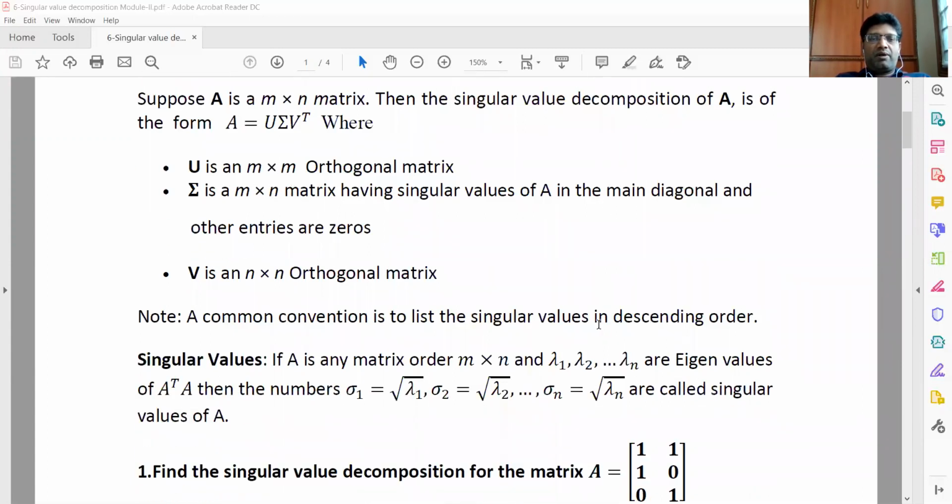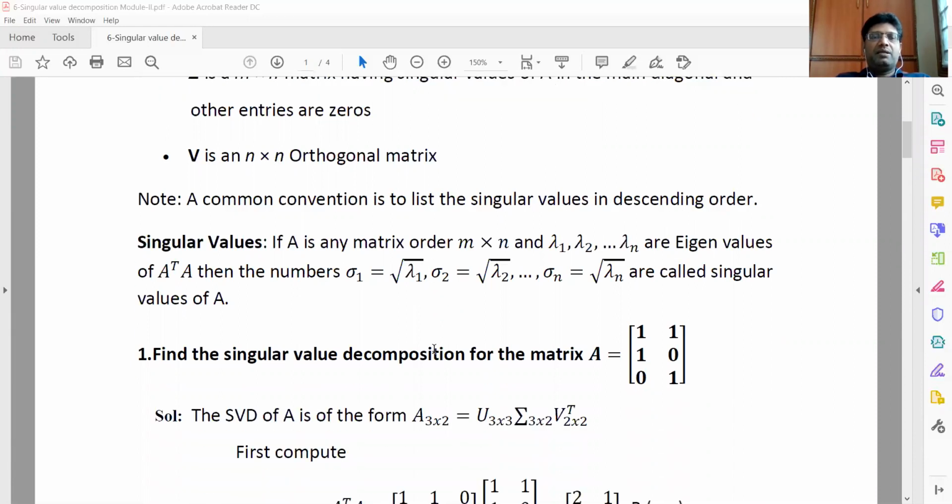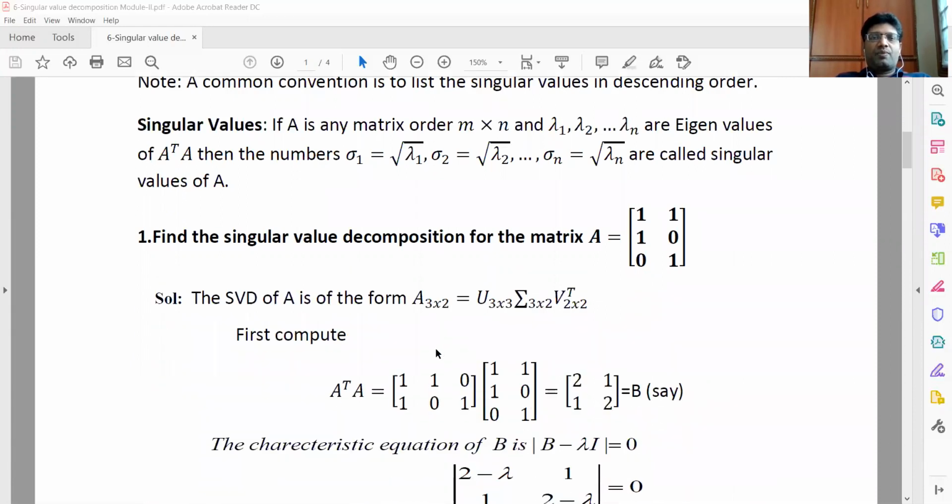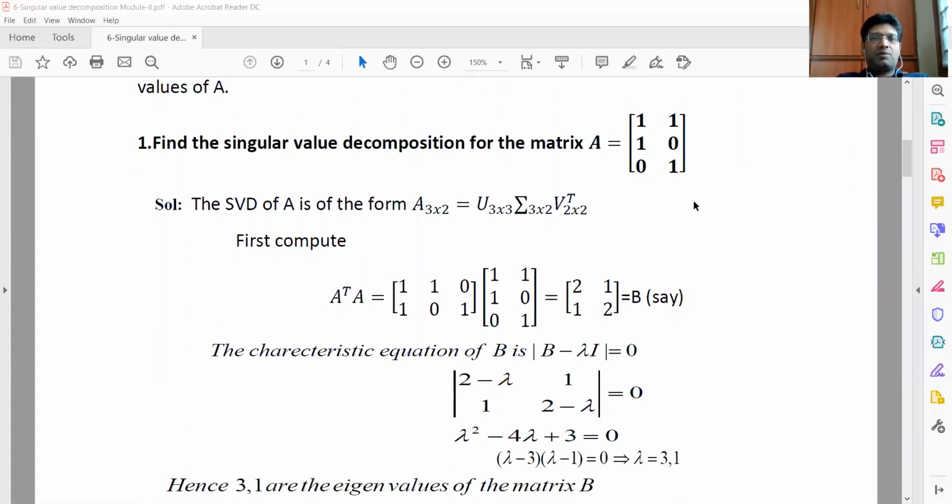And the only caution you have to take is when you are writing sigma, you must list the singular values in the descending order. So we have seen already what is meant by singular values. They are the square roots of eigenvalues of the matrix A transpose A, and you must take them in the descending order. So they are called the singular values. Now we'll see the problem.